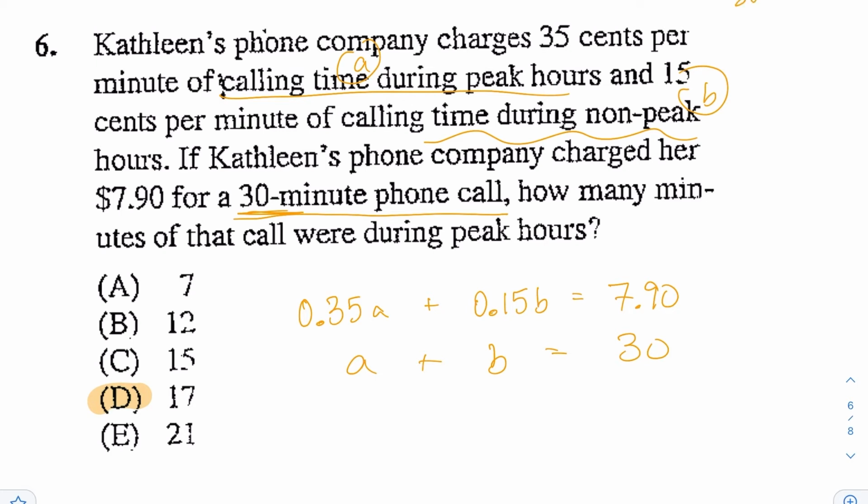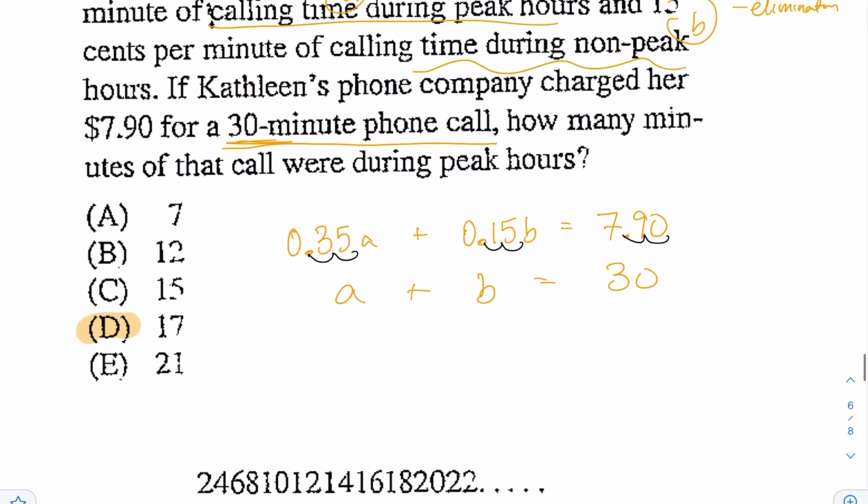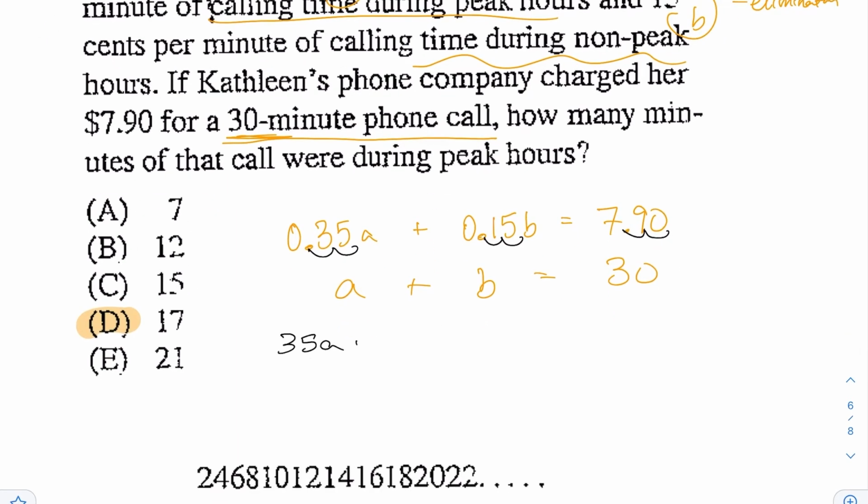So here you have your system of equations, and you can solve by either doing substitution or elimination. Now here, the way this problem is set up, elimination is actually going to be easier because we don't have any of the variables isolated. Now you might want to multiply by 100 so that you're just working with whole numbers. So just move all the decimals to the right. If you multiply both sides by 100, you basically have 35A plus 15B is equal to 790.